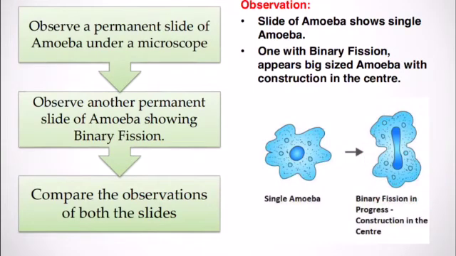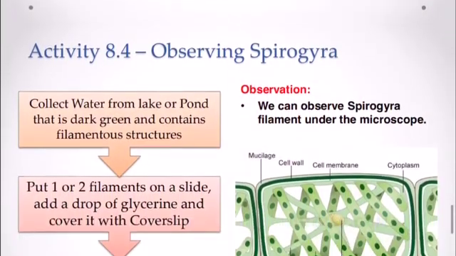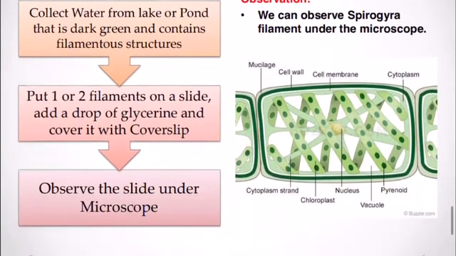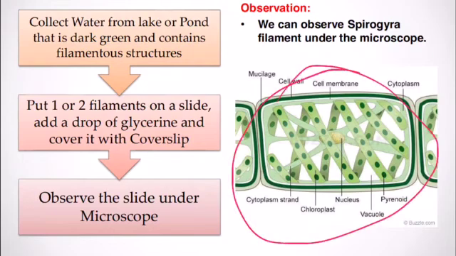Next activity is there. In that activity, observing Spirogyra, collect water from the pond, he is saying, and that is dark green and contain filamentous structure. Put 1 to 2 filament on the slide and add a drop of glycerin. एक या दो फिलामेंट हम क्या करेंगे, अलग करके स्लाइड पे पुट कर देंगे, उस पर ग्लिसरीन डालेंगे एंड कवर स्लिप. ऑब्जर्व स्लाइड अंडर द माइक्रोस्कोप. तो इस तरह का हमें नजर आएगा फिलामेंटस अंडर द माइक्रोस्कोप. सो दिस विल बी द स्ट्रक्चर ऑफ Spirogyra.